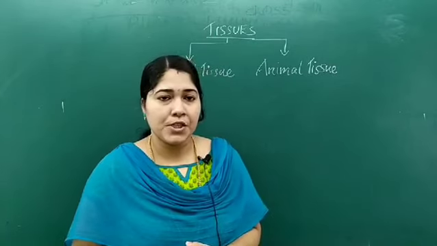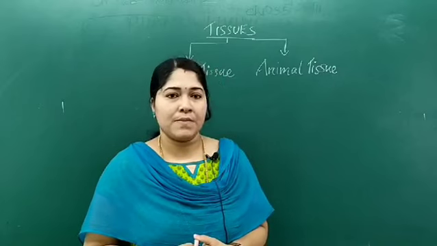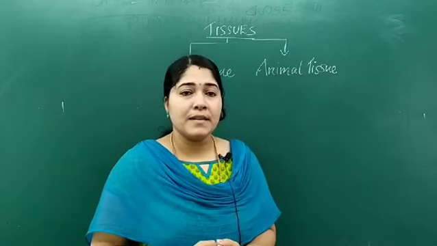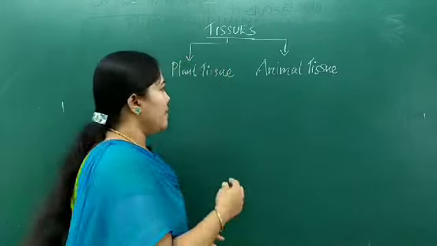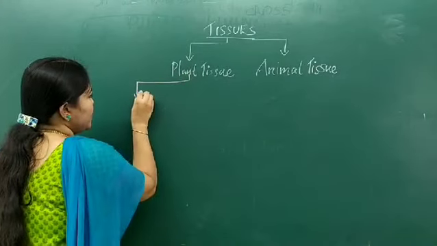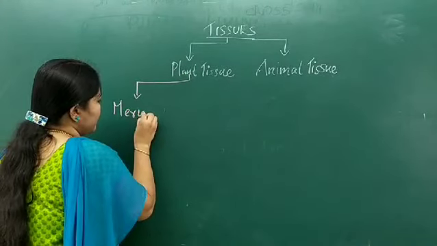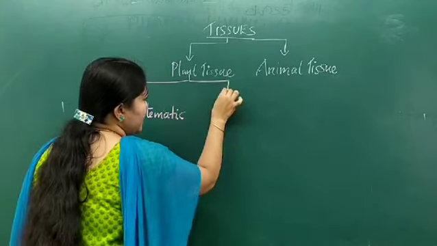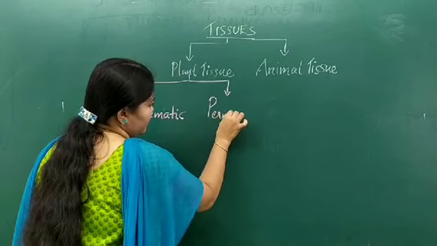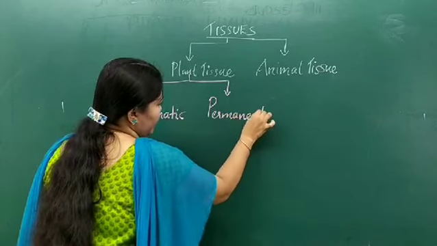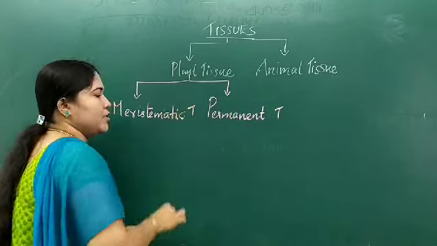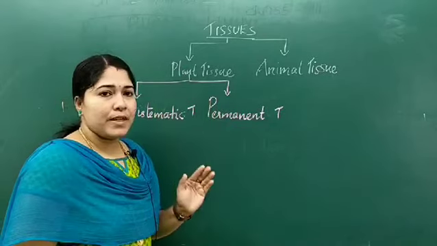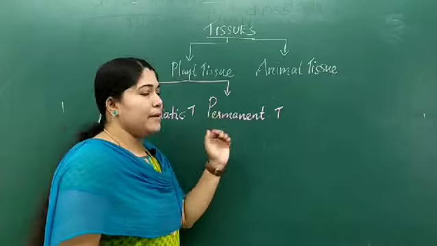This plant tissue is again classified into two types: meristematic tissue and permanent tissue. T for tissue, I'll write. Okay. So I'll give a flow chart for you. Plant tissue is classified into two, that is meristematic tissue and permanent tissue.